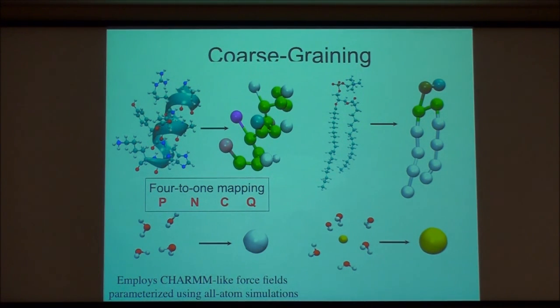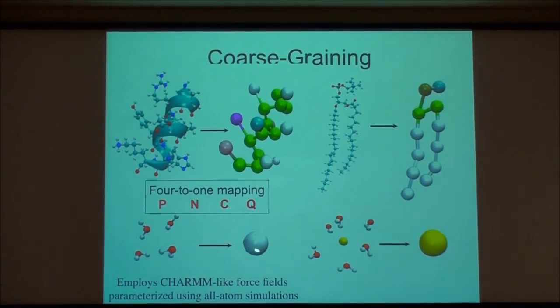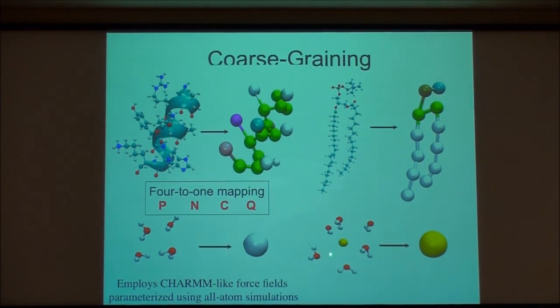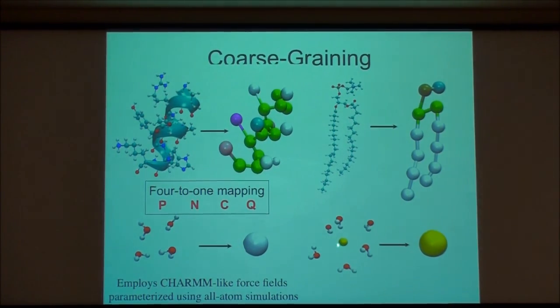And for the ions, we do the same thing. So for the ions, the mapping is a little bit different. We put together the ion and the first hydration shell for that particular ion into a coarse-grained bead. Because if you don't do this, these water molecules will not be able to solvate this ion. These water molecules don't have any dipole moment on them. They cannot solvate the ion. So that's why we include the first hydration shell of the ion in the coarse-grained bead.